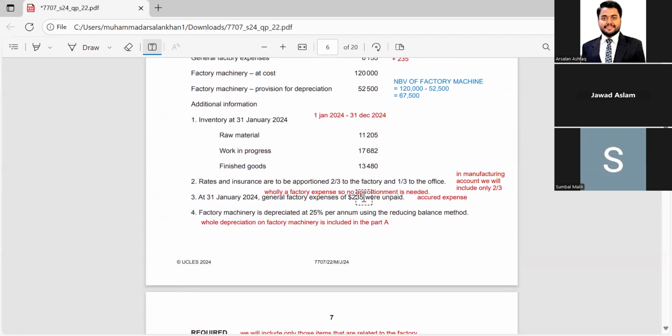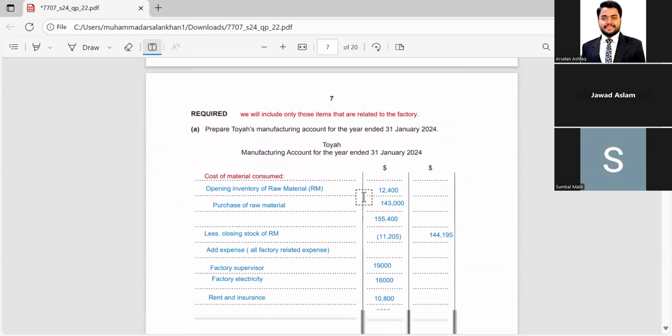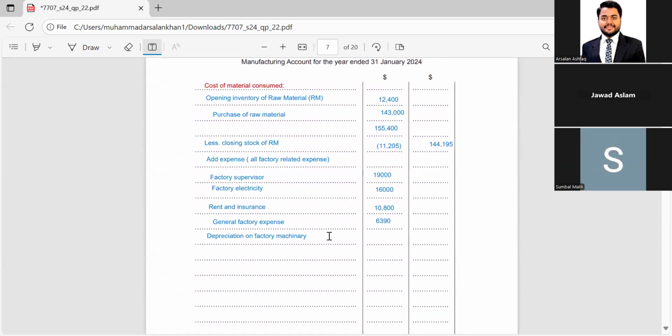So 67,500 is the NPV. For depreciation, we will make the formula: NPV, 67,500, multiplied by 25%. I am also showing the working over here so that you can see the difference. 67,500 multiplied by 25% is 16,875. So 16,875 is the depreciation on factory machinery.